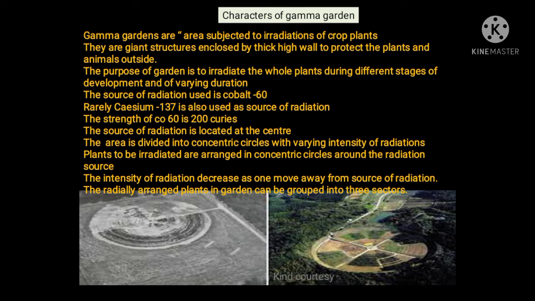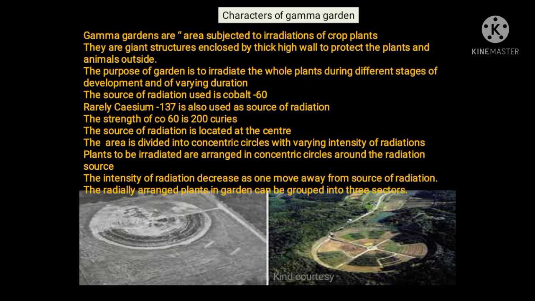The strength of cobalt 60 is 200 curies. The source of radiation is located at the center. The area is divided into concentric circles with varying intensity of radiation. Plants to be irradiated are arranged in concentric circles around the radiation source. The intensity of radiation decreases as one moves away from the source.